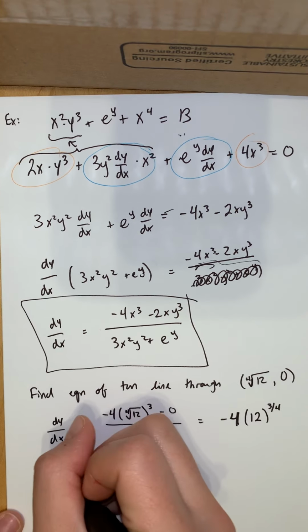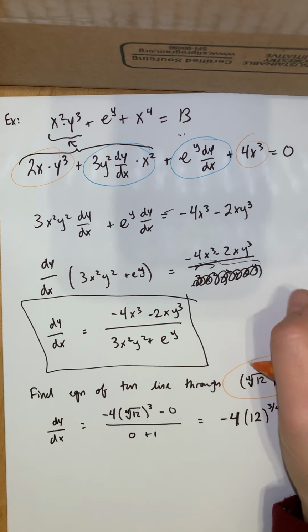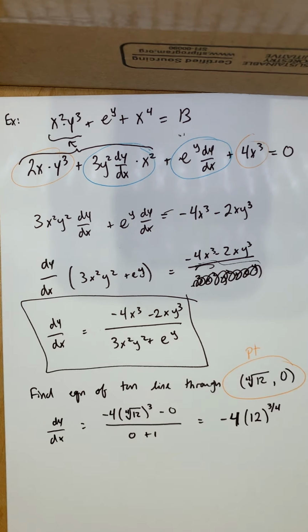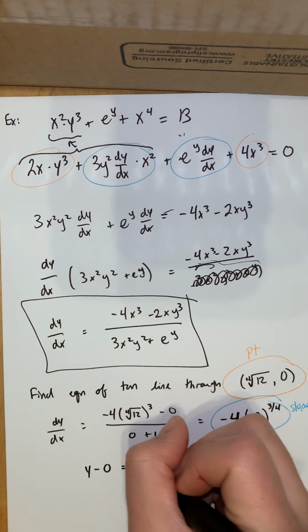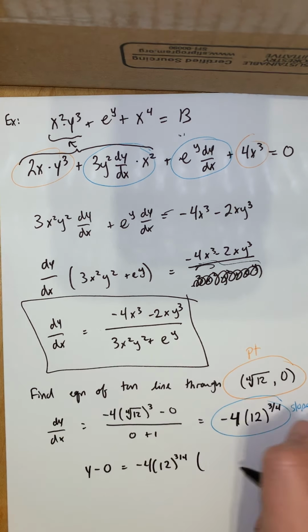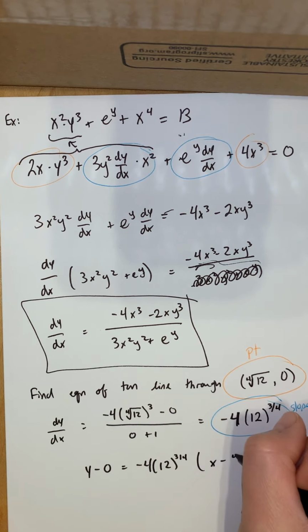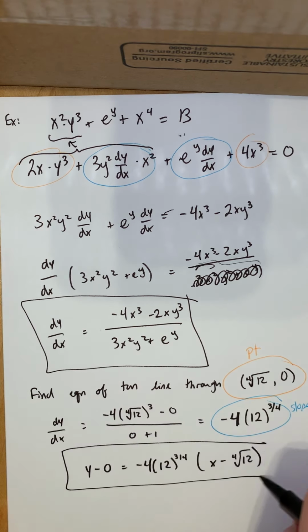So for the equation of my tangent line, I have a point. I have my slope. So I'm good to go. I know that I can say that y minus 0 equals negative 4 times 12 to the 3/4 times x minus the fourth root of 12.